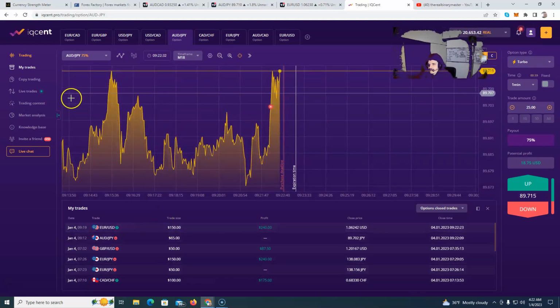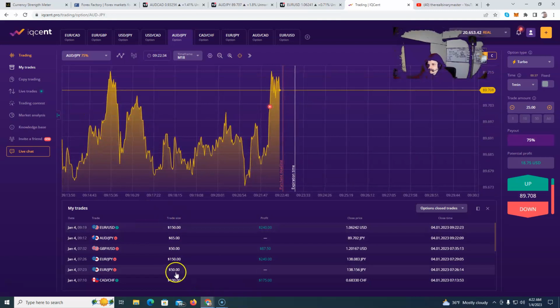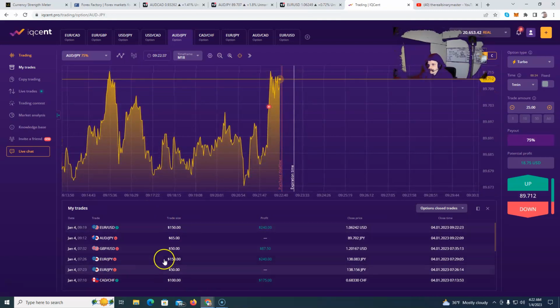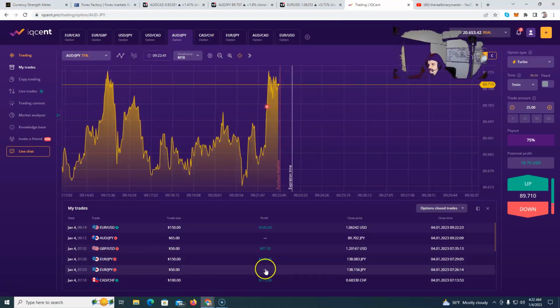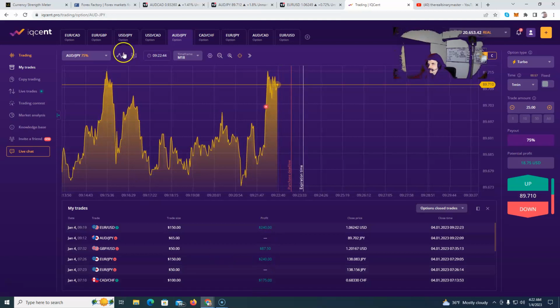We had a phenomenal London session where we went 4-0 on our setups. This entry here was a low risk trade. Then we took this one for 3x. It was the same setup. First entry we lost, second entry won. It was a beautiful entry, guys.